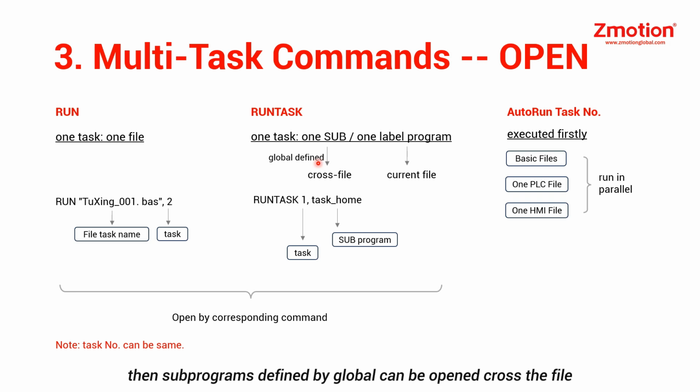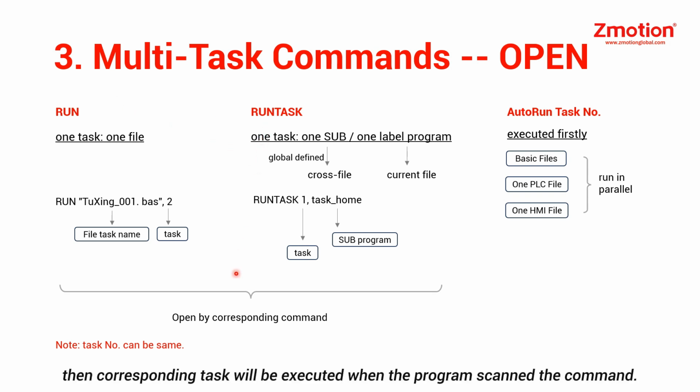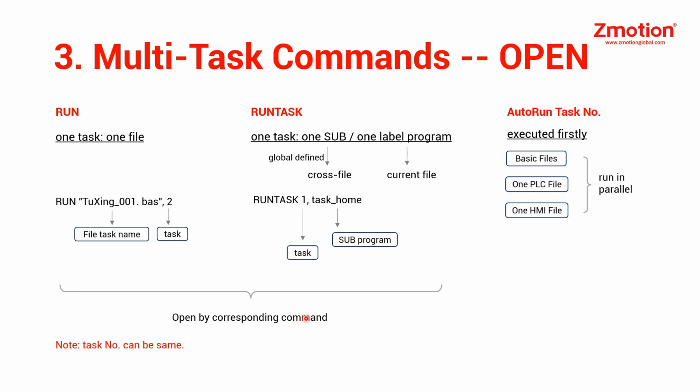Then subprograms defined by GLOBAL can be opened across files. Or it can open one task with a label program. But this is only in the current file. For example, open the task home subprogram as task 1. When these 2 commands are used to open the task, the corresponding task will be executed when the program scans the command. Except these 2, auto run can also open the task.